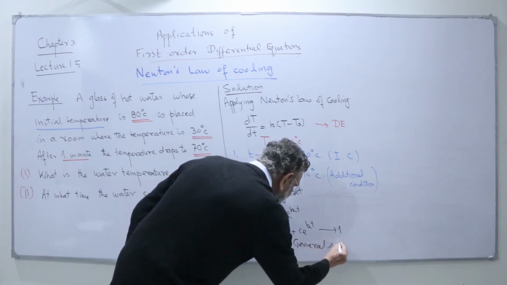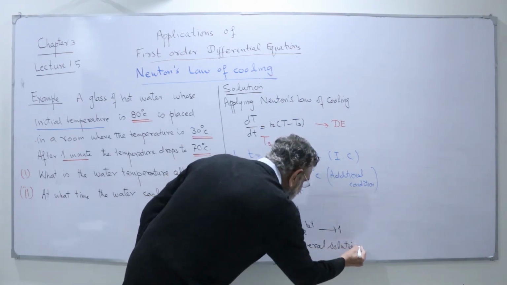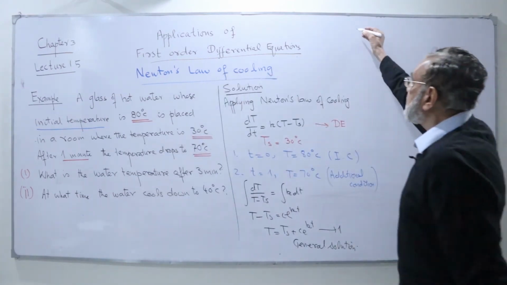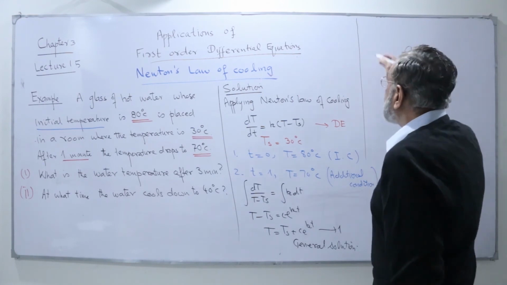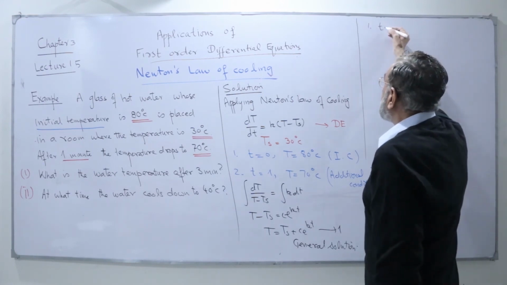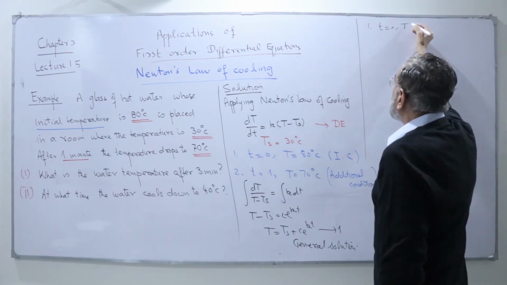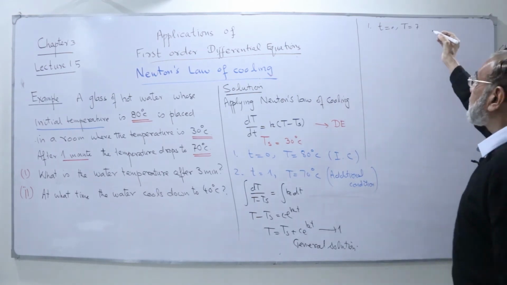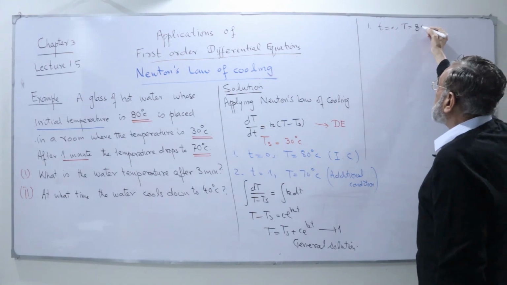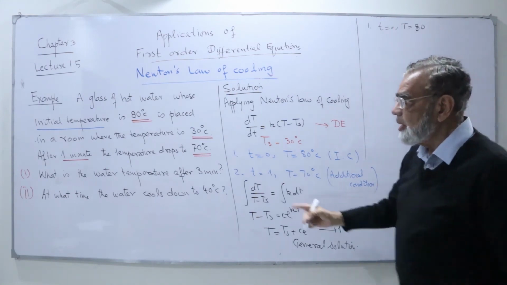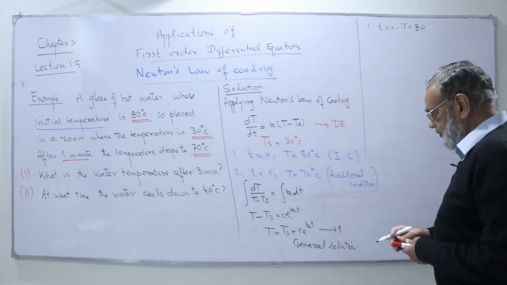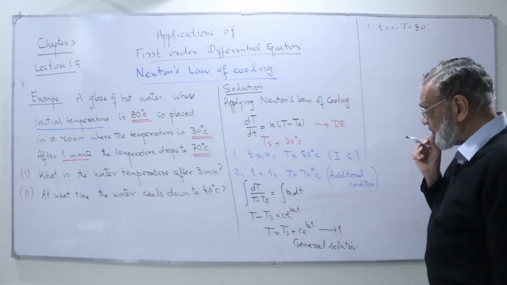In the general solution, I have the arbitrary constant, and I solve for it. I take the initial condition. My initial condition is number 1: at t equal to 0, the temperature is 80 degrees centigrade. Now I have to find my Ts first.